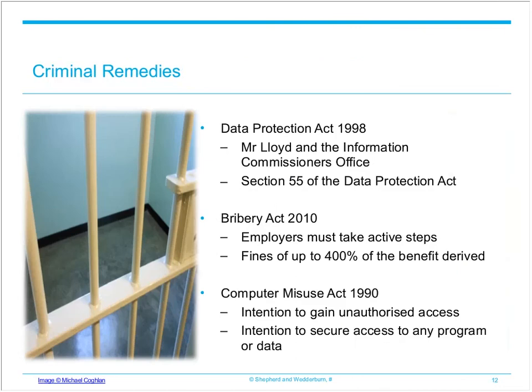In addition to the civil remedies available, there are also criminal sanctions that may also apply to misuse of confidential information. The first example of criminal liability that we'll look at is contained in the Data Protection Act of 1998. If the confidential information contains personal data of the employer's staff or clients, then it could be a criminal offence in terms of Section 55 of that Act.